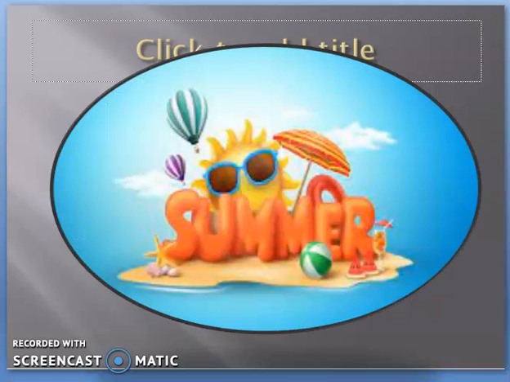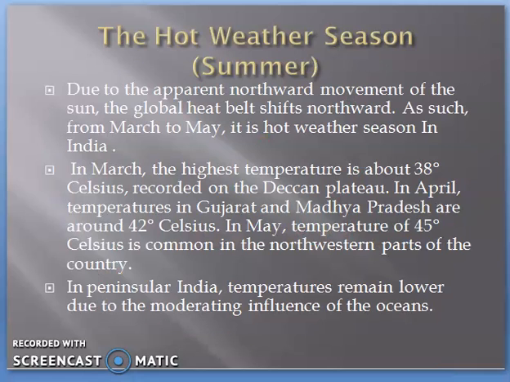Now the next one is the summer. The hot weather season is known as the summer, and the time span of the summer is basically March to May. In March, the temperature increases to about 38 degrees Celsius in the Deccan Plateau area. In April, the temperature in Gujarat and Madhya Pradesh is around 42 degrees Celsius. In May, the temperature is around 45 degrees Celsius. It is very much common in the northwestern part of our country.